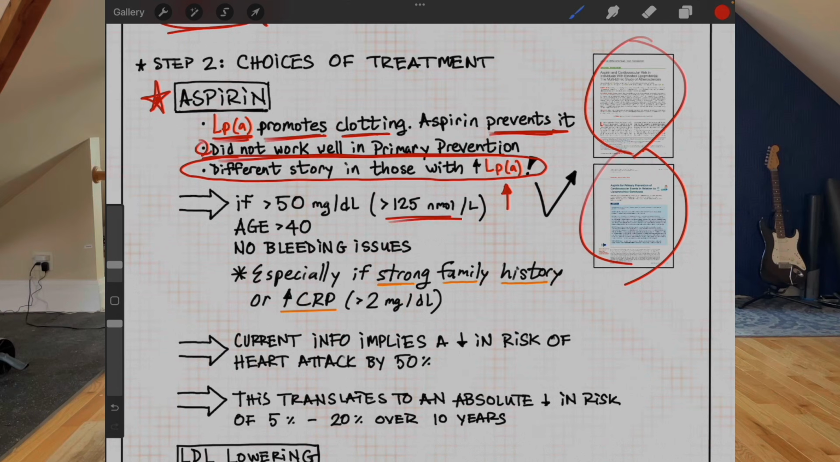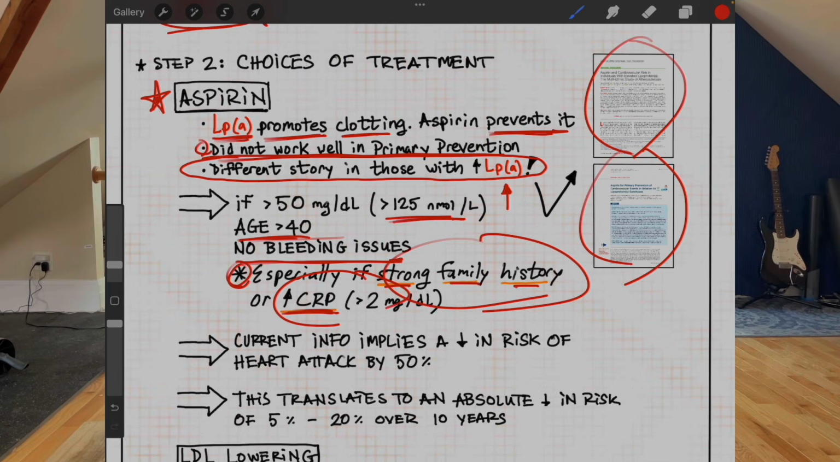So if a person is in the high risk category or the very high risk category, person's age is more than 40, there are no bleeding issues, and especially if that person has strong family history or high CRP, then aspirin makes sense to me. And that's not a guideline or a mainstream recommendation, but it makes sense. The current information we've got from these studies, Women's Health Study, MESA study, it implies a decrease in risk of heart attack by 50%. So that would cut your risk in half.